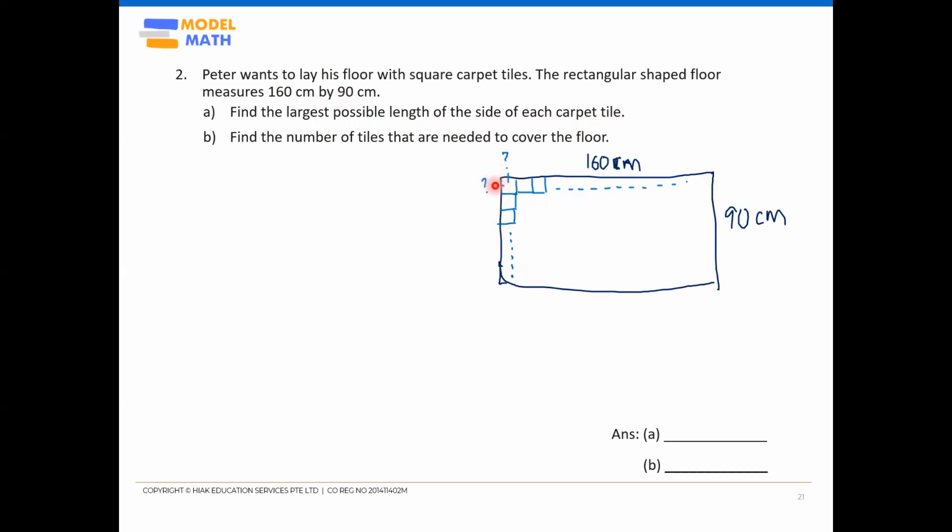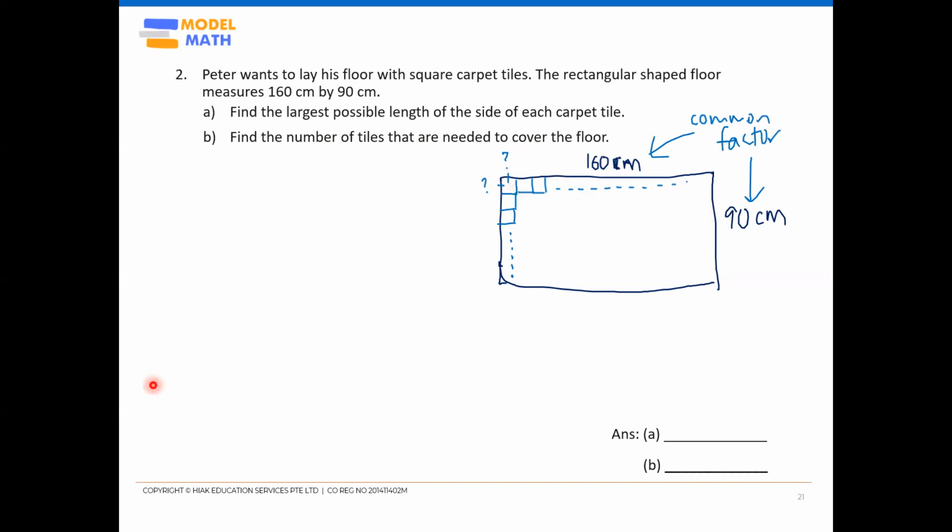So what I just mentioned is that these two question marks must be able to divide 160 and it must be able to divide the 90 cm at the same time, which means that this is your factors of 160 and factors of 90. So that means the question mark must be a common factor between 160 as well as 90. Okay, so the question mark is a common factor of these two.